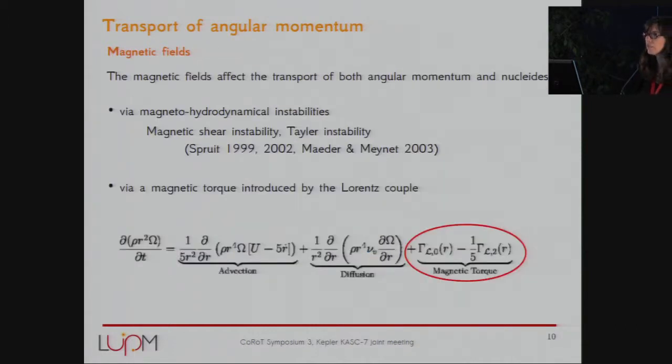Then I will turn to magnetic fields. Magnetic fields are actually very badly represented in stellar evolution codes for the transport of angular momentum, even though they should be very important. They affect the transport of angular momentum and nucleides, and this is done via magnetohydrodynamical instabilities, and I will come back to the Tayler instability in one slide, and then via the magnetic torques that are introduced by the Lorentz couple. And here you have, again, this very same equation for the transport of angular momentum with the magnetic torque entering this equation.